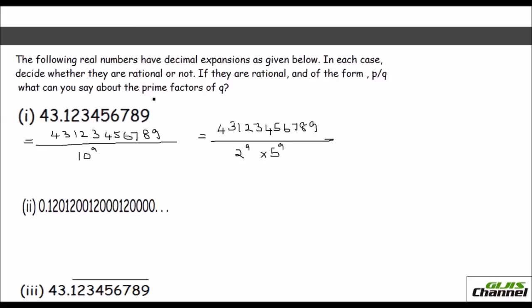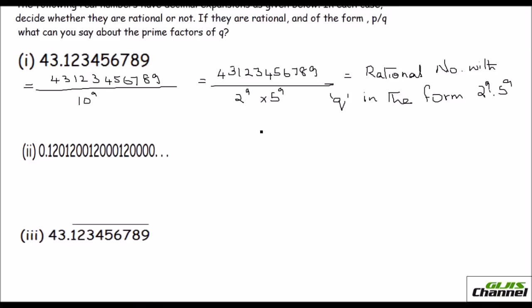So here this is a rational number, okay? It is a terminating rational number. You just need to say whether it is a rational number or not. Okay, so this is a rational number. 2 raised to 9 and 5 raised to 9, right? So when it is in this form, you can say it is a rational number.